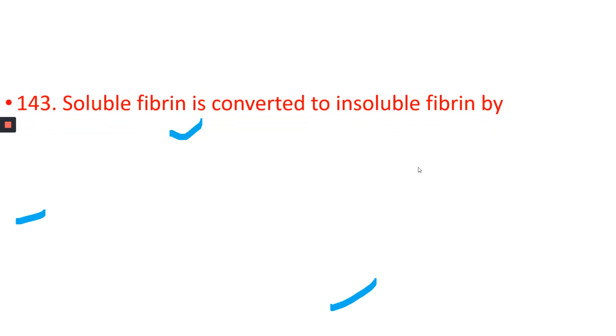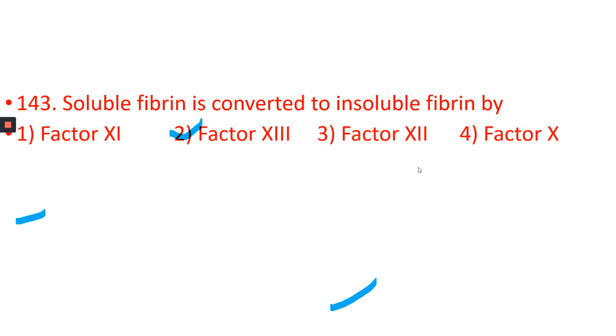Okay, here comes the next one. Soluble fibrin is converted to insoluble fibrin by. Can you guess the answer? Answer factor 13. Can you tell me what factor 13 is? Factor 13 is fibrin stabilizing factor, which converts soluble fibrin into insoluble fibrin.